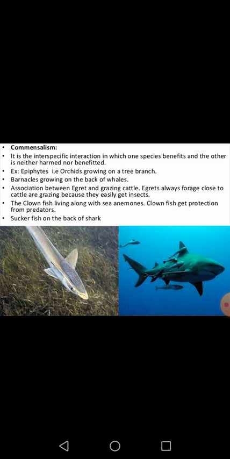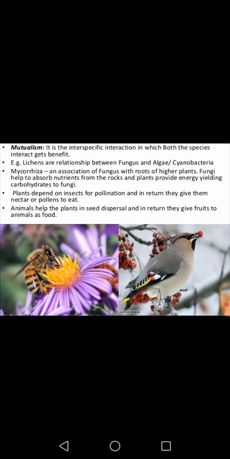Similarly clownfish lives with the sea anemone, this is also a kind of commensalism. And a sucker fish which normally attaches to the back of the shark, this is also an example of commensalism. So in this way we observe that in this kind of interaction one species is going to be benefited and there will be no harm or no benefit to the other species.